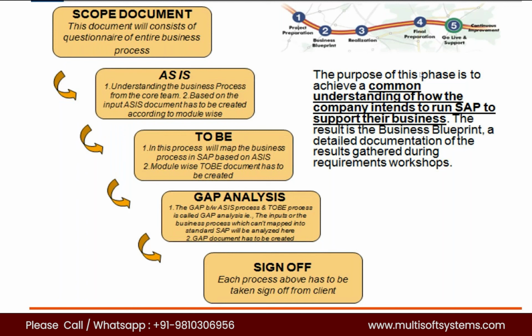These three documents will be prepared. Usually we will not prepare a scope document; that will be directly mentioned in the business blueprint itself. Scope will be mentioned in the first two pages of the business blueprint. We don't prepare it as a separate document. As-is and to-be will be prepared, and gap analysis will be prepared.